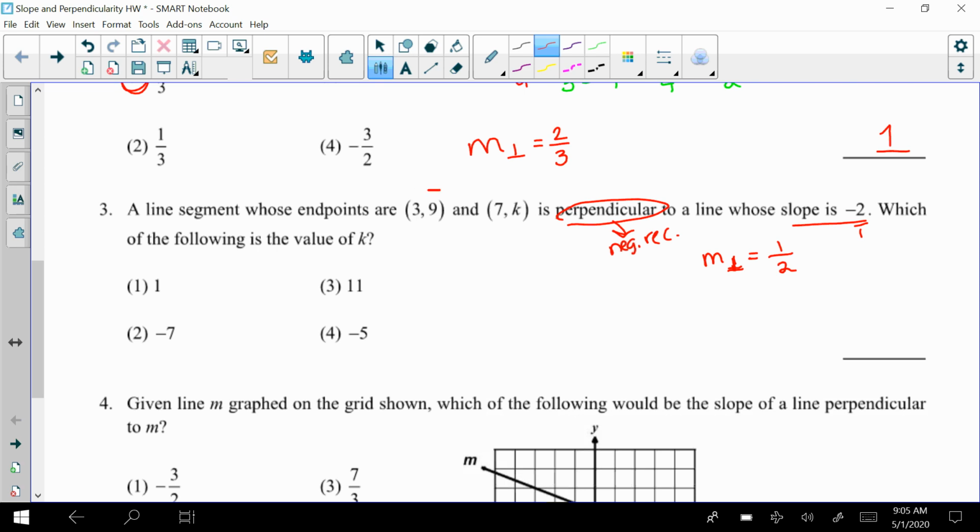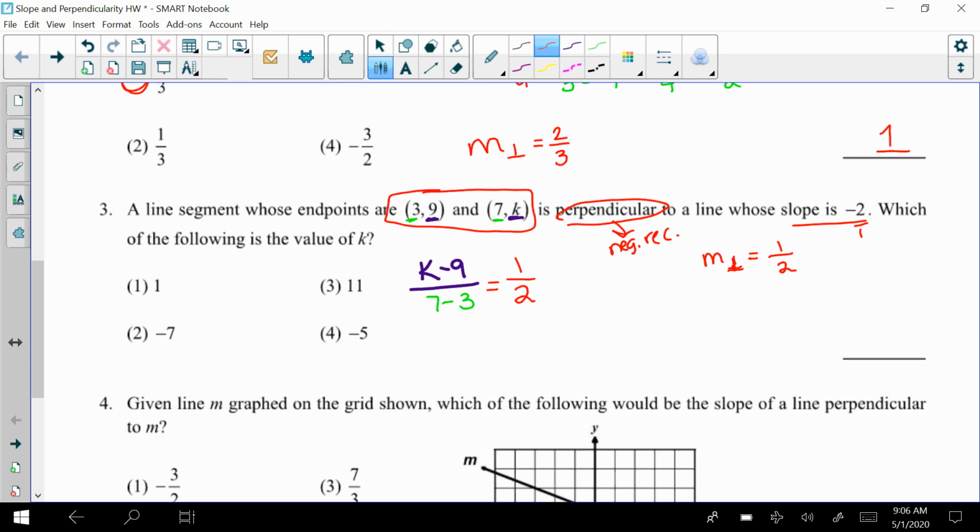So we want this line segment to have a slope that is 1/2. So I am going to use my slope formula, the change in y's over the change in x's again. I'm just going to do k minus 9 as my change in y's, and 7 minus 3 as my change in x's. And I know that I want that to be equal to 1/2, because I want it to be equal to this perpendicular slope, okay?